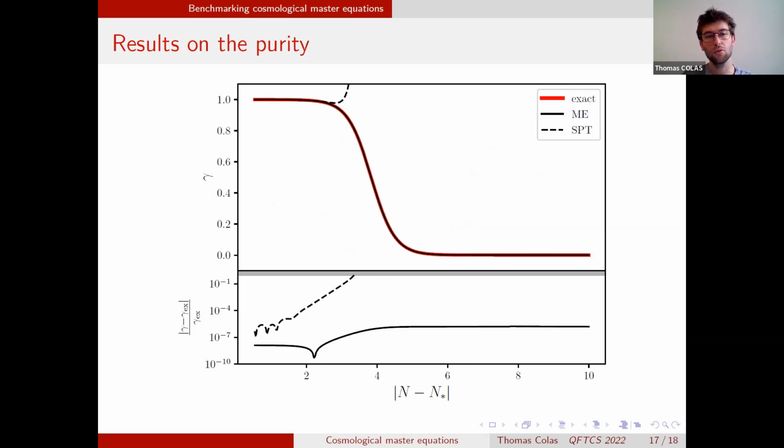Now, if I look at the quantum information properties, in this figure, we have the purity and its relative error as a function of the number of e-folds after Hubble crossing. And what we observe is that the master equation is able to keep track of the quantum information properties even in the fully decohered regime, while standard perturbation theory is not able to keep track of this information when we leave the nearly coherent regime. As you can see, the stability of the error is an example of late-time resummation performed by the master equation.